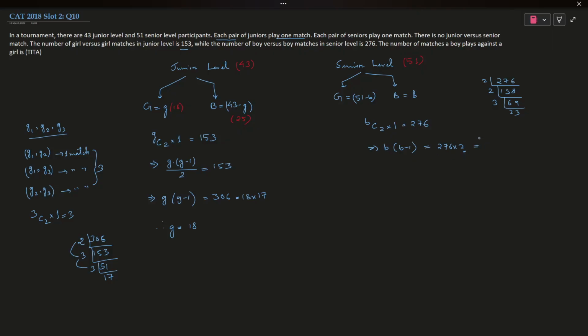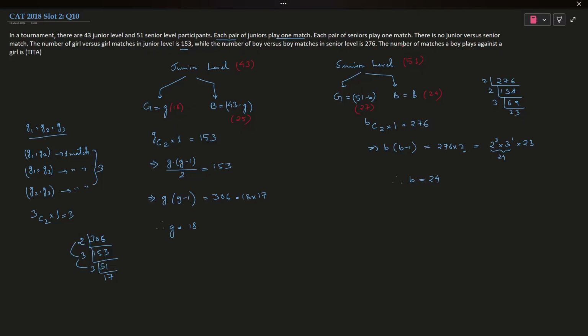So it is equal to 2 cube into 3 to the power of 1 into 23. 2 cube is 8. 8 into 3 is 24, and I have a 23 here, right? This will give me 24. So therefore B is equal to 24. That means the number of boys in the senior level, how many boys are there? 24, and so this will become 27.